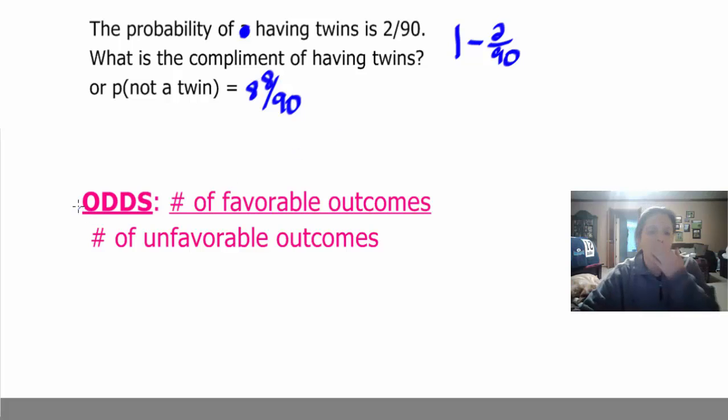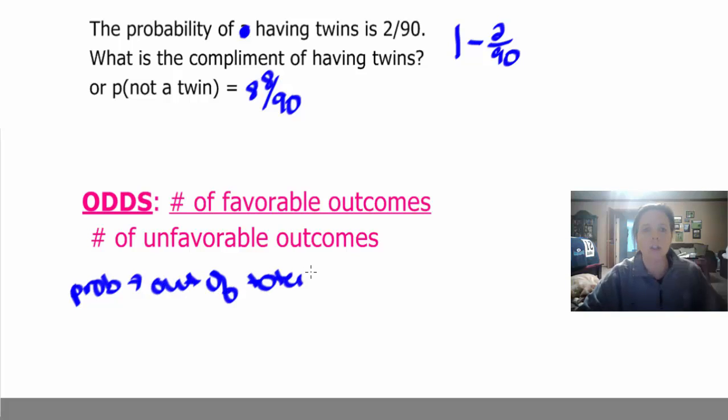Okay, so before, when we had probability, remember, it was the number of favorable outcomes over the total outcomes. Well, this is where you need to know this, because odds is the number of favorable outcomes over the number of unfavorable outcomes. So there's a difference there. Probability is out of the total, so the total's on the bottom. Odds is favorable over unfavorable, so it matters what they're asking for.